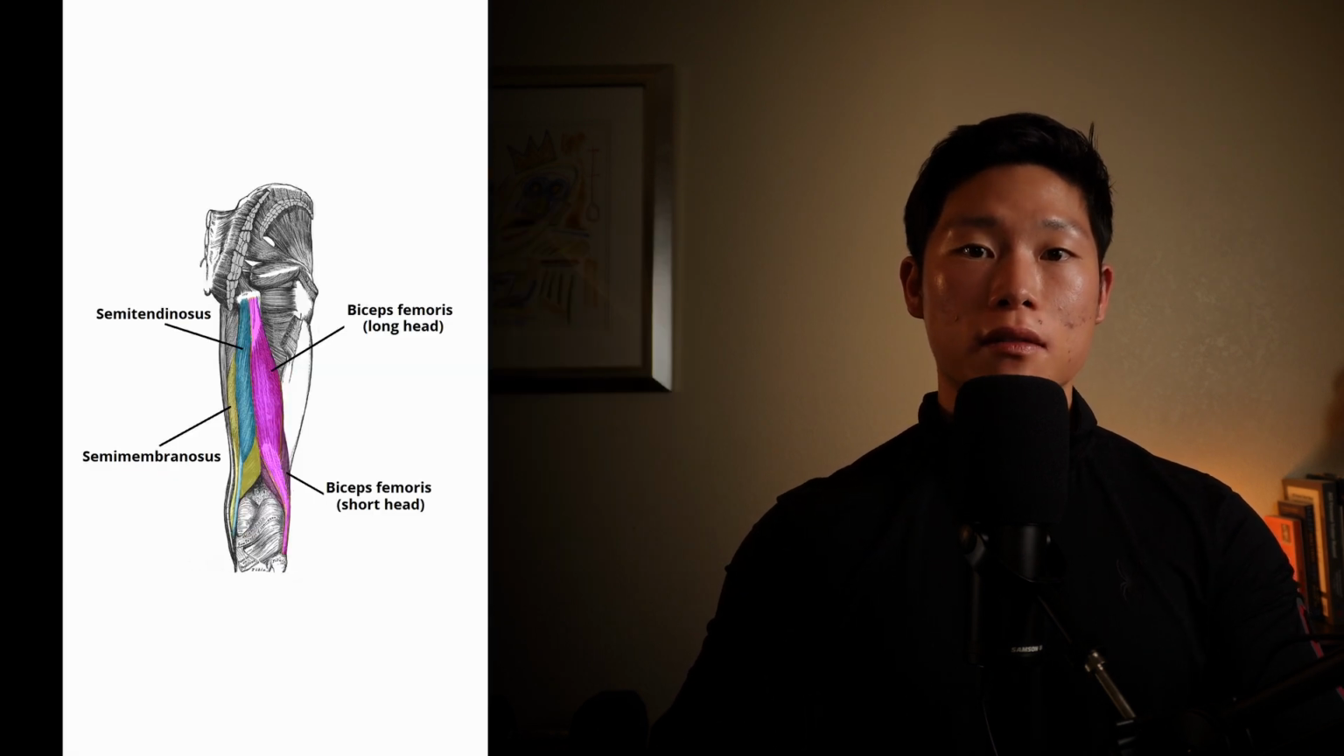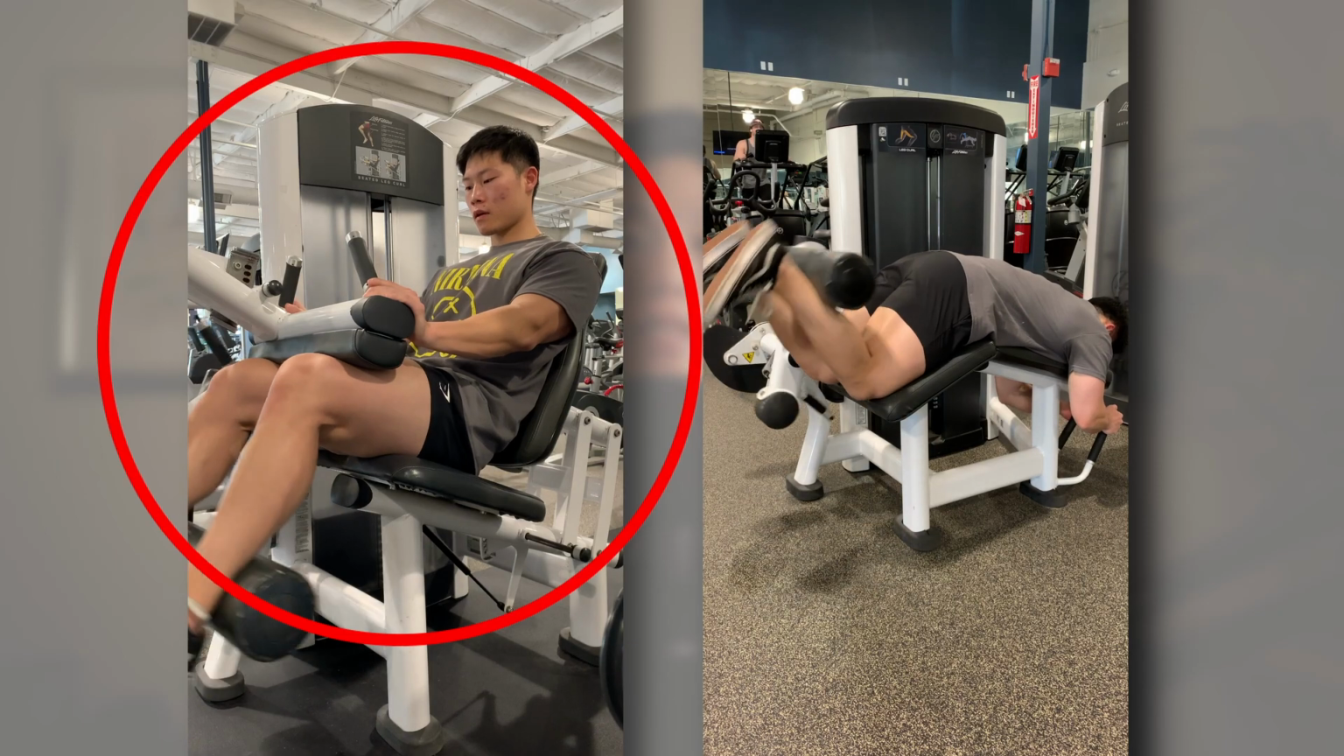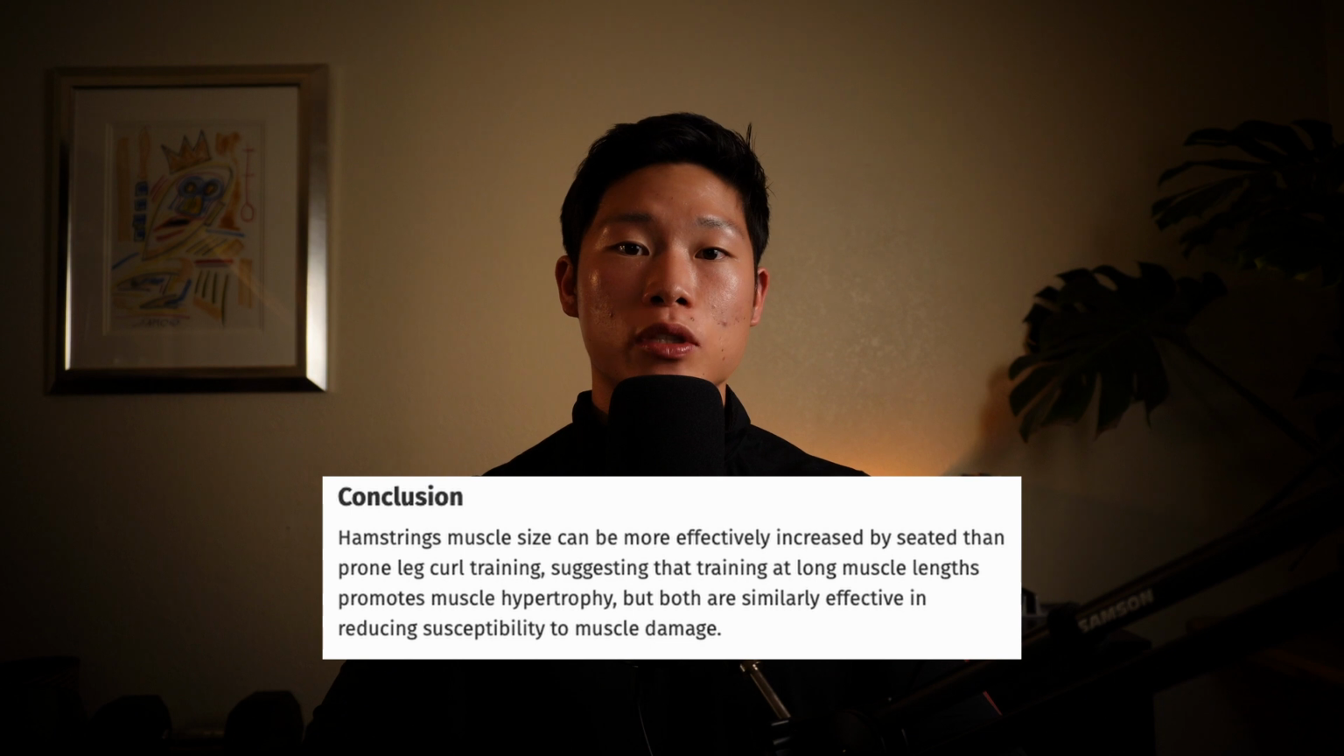By the way, 3 out of the 4 hamstring muscles are lengthened more in the seated position compared to the prone position. So, according to the other 3 studies, what exercise do you think had the best result? If you guessed the seated hamstring curls, you're correct. The hamstring muscle hypertrophy was clearly greater after the seated leg than the prone leg curl training.